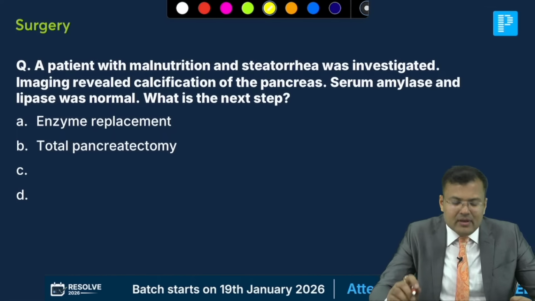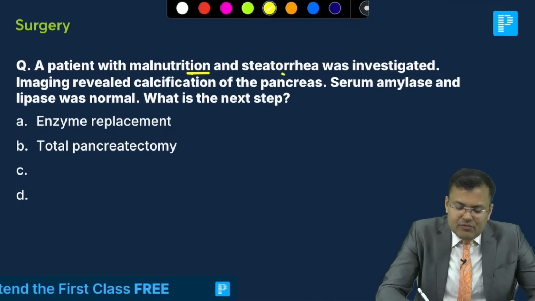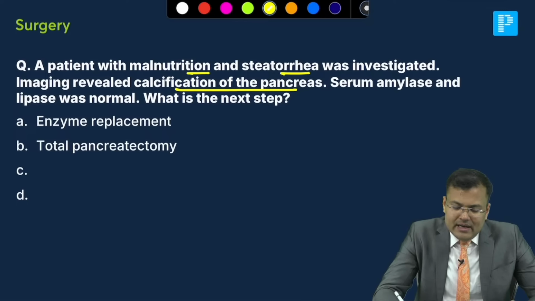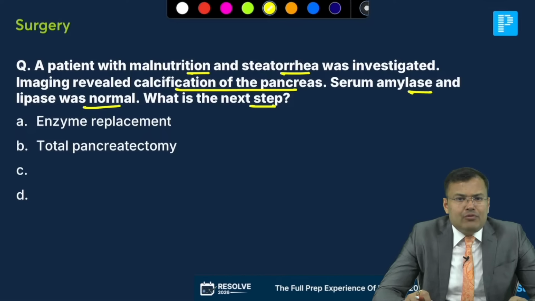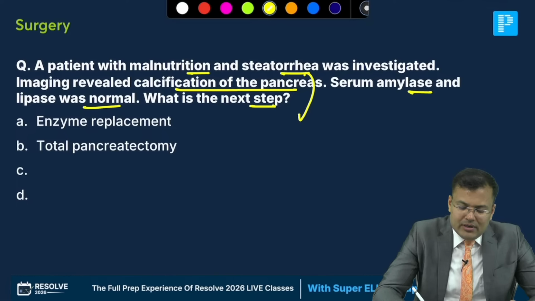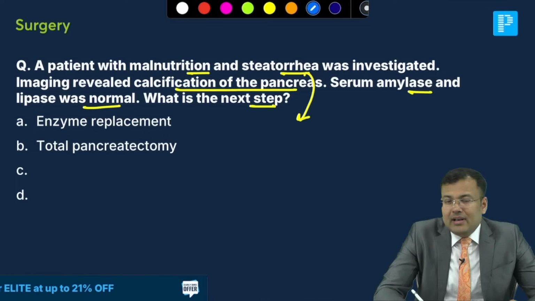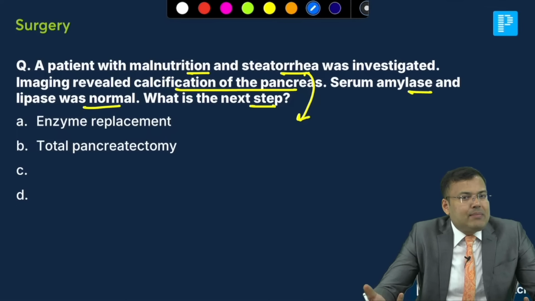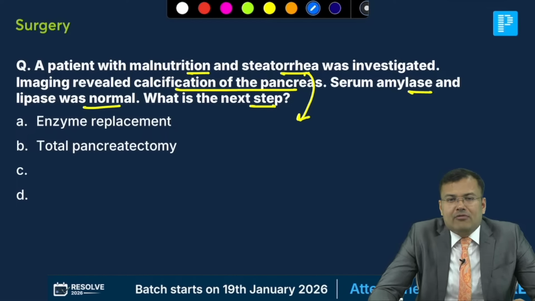Next. There was a similar question. Patient was having malnutrition and diarrhea. There was calcification of the pancreas, serum amylase and lipase were normal. What is the next step? If you see the scenario, malnutrition, steatorrhea, what does it mean? Patient is having indigestion. Clear? There is malabsorption. And why is the patient having malabsorption? What happens if there is calcification? So it's a typical feature of chronic pancreatitis.